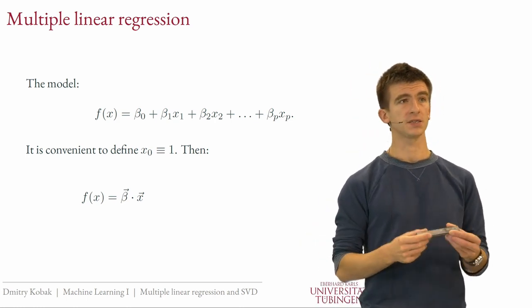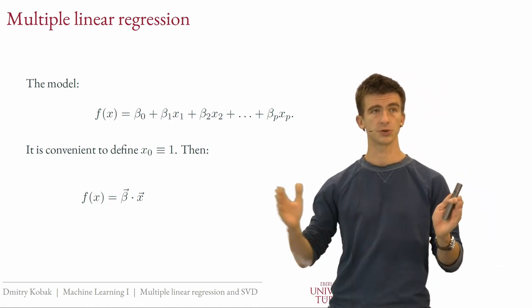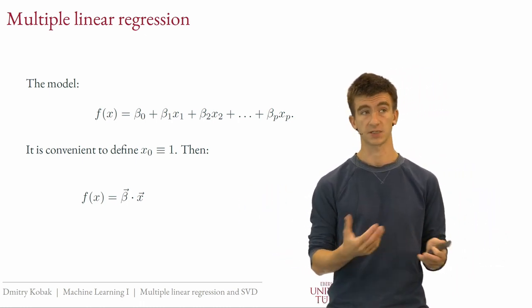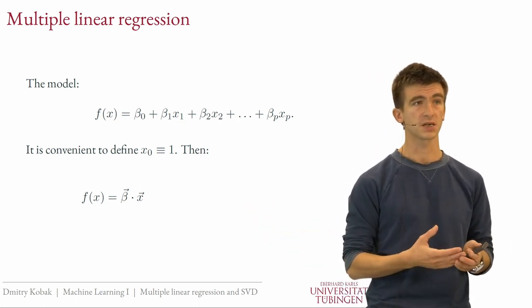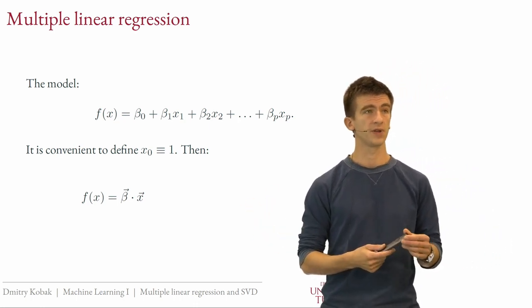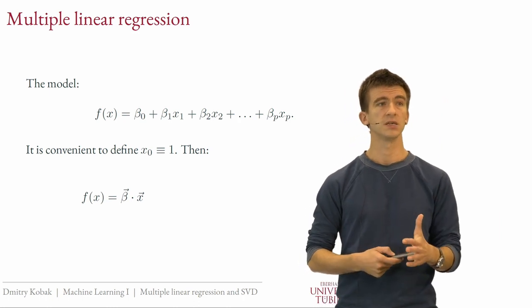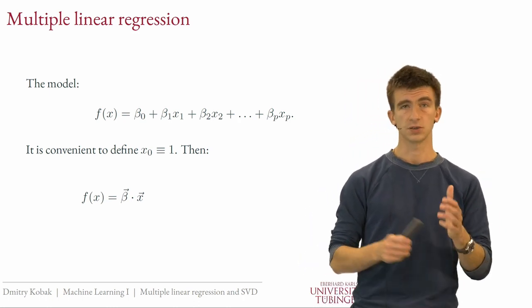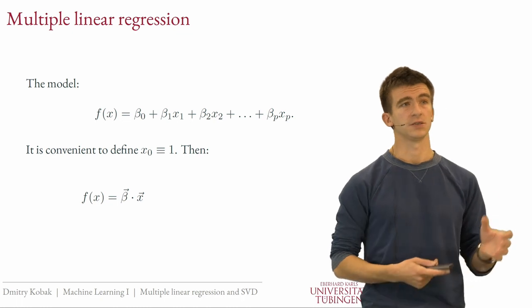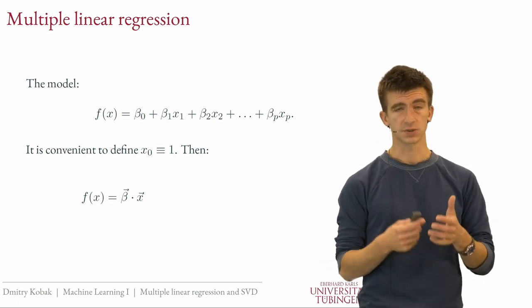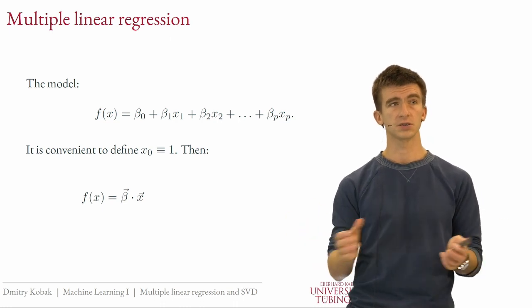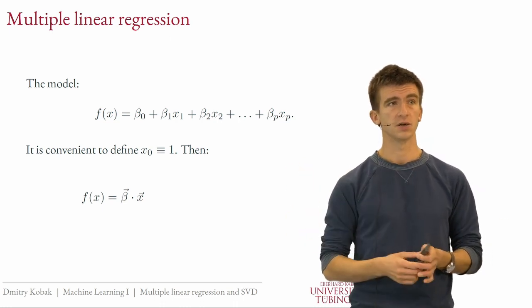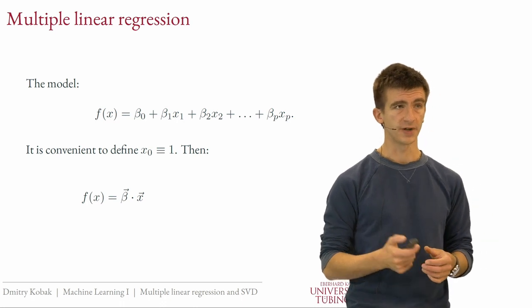And if we do that, we can assemble all x's from 0 to p in a vector. I'll call it vector x. And we assemble all betas from 0 to p in a vector beta. And then what we have there as our linear function is just a scalar product, which I assume everybody knows, of these two vectors, beta and x, right? Because the scalar product, by definition, is the sum over all coordinates of the product of the coordinates of these two vectors.